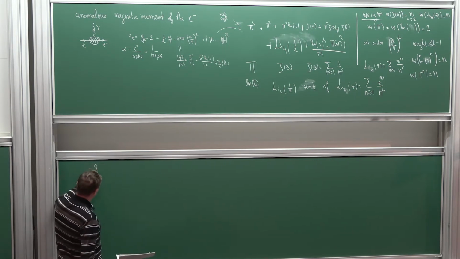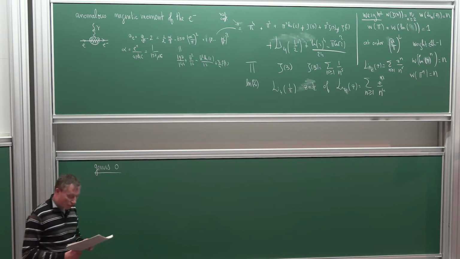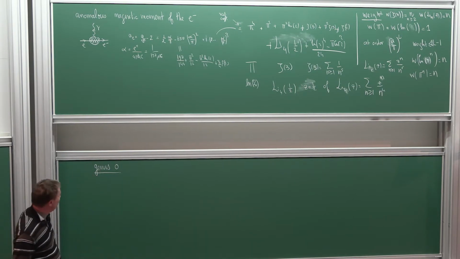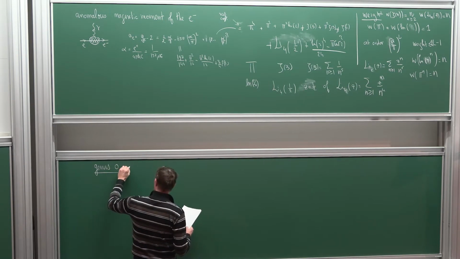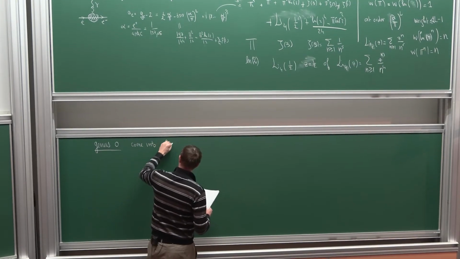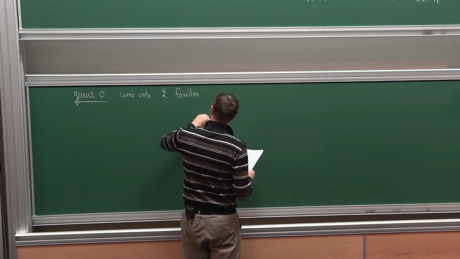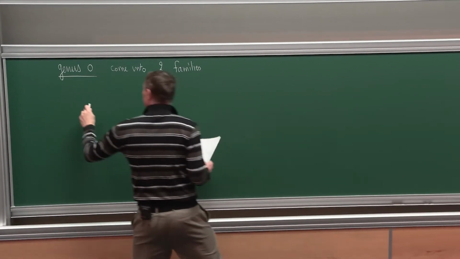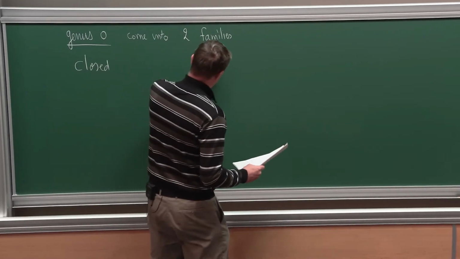I'm not going to use a lot of string theory. It's not a course on string theory, so I'm just going to make a statement. Genus 0 string theory amplitudes come in two families. There are the closed strings and the open strings.